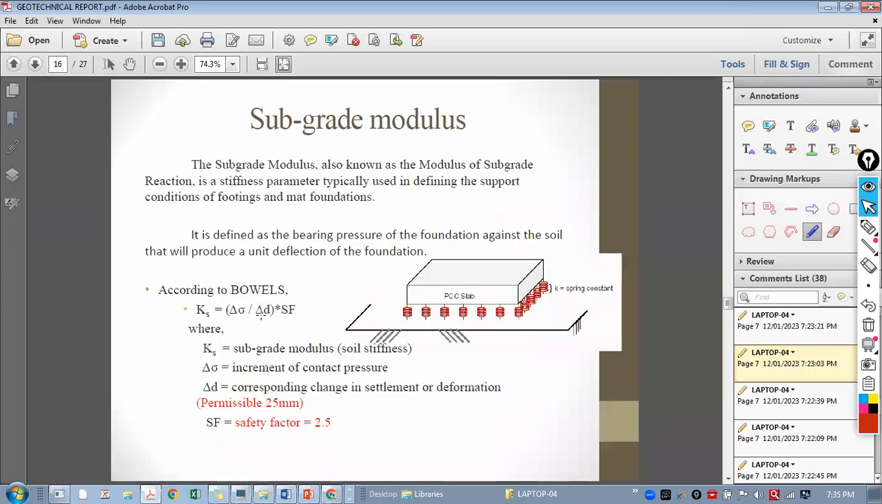Subgrade modulus is generally used for the settlement calculations. It is roughly, we can say, load upon SBC. Load upon SBC.